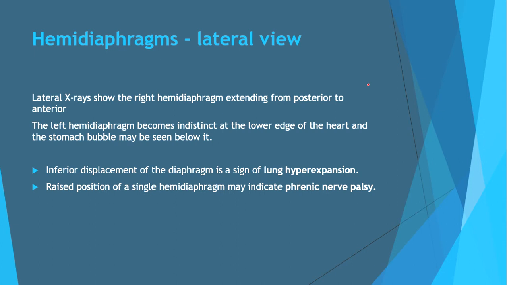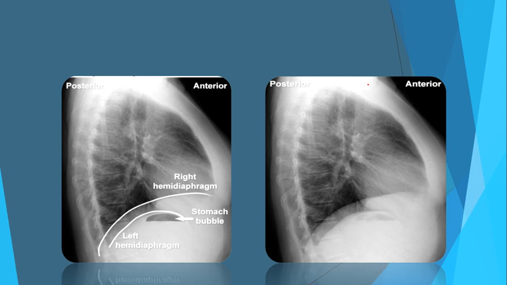Hemidiaphragms, lateral view. Lateral X-ray shows the right hemidiaphragm extending from posterior to anterior. The left hemidiaphragm becomes indistinct at the lower edge of the heart, and the stomach bubble may be seen below it. Inferior displacement of the diaphragm is a sign of lung hyperexpansion. A raised position of a single hemidiaphragm may indicate phrenic nerve palsy. So here we see the levels of the right and left hemidiaphragm.